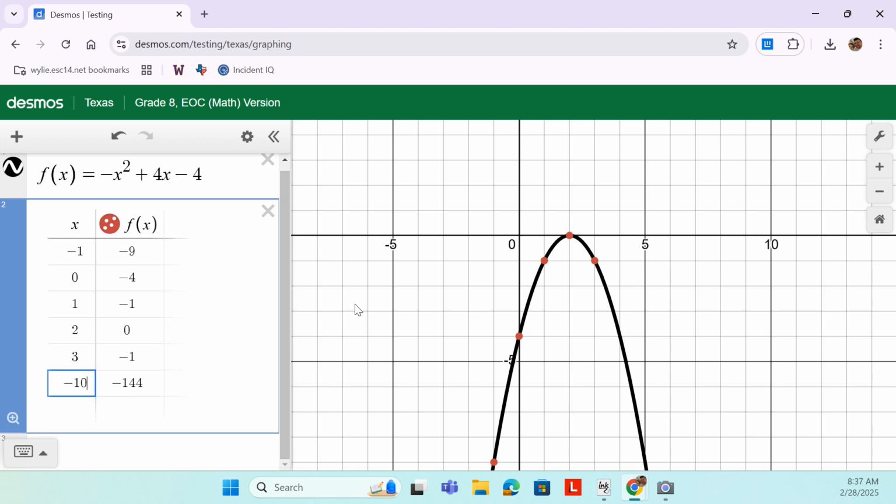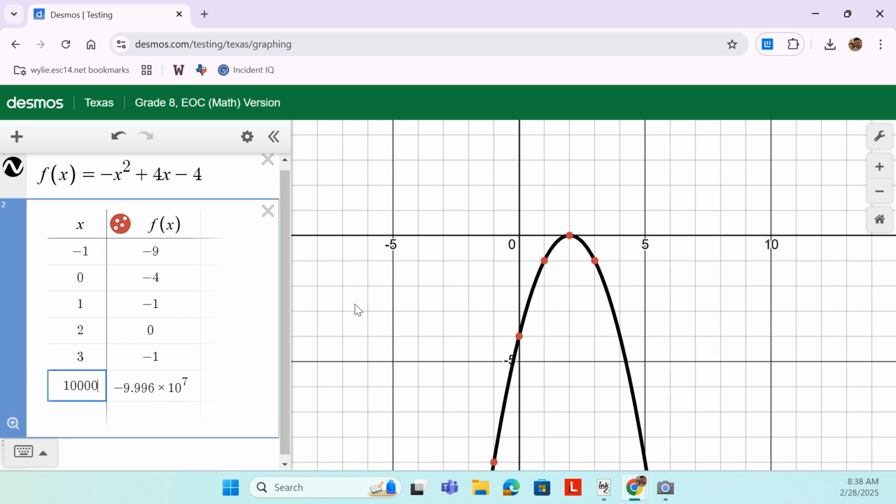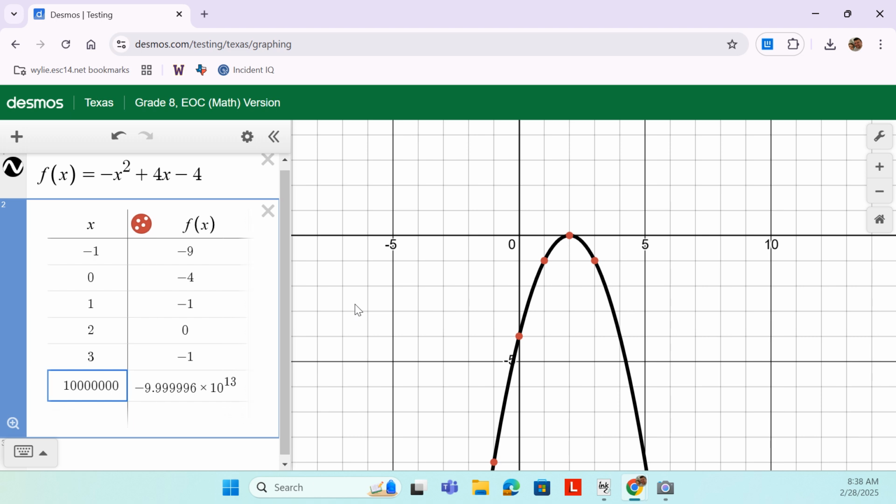And you also notice, never ever do I get a number that is positive, because that range is going to be a maximum of 0. So that means this point here is the highest point. Everything else is going to be negative. So hopefully that's some help for you as you are graphing these functions.